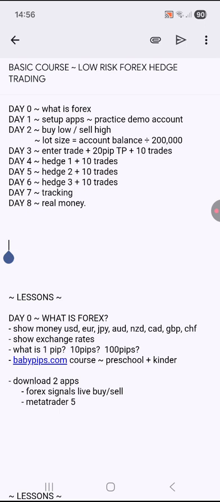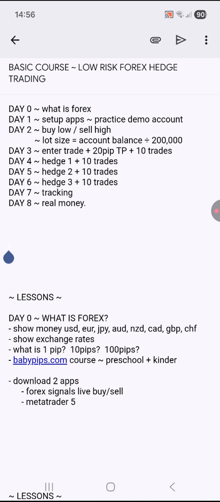And hedge trading is you place a trade, and if it goes against you, you place another trade. And if it goes against you again, you place another trade to cover your losses, hoping that one of the levels will profit. So that's what hedge trading is.